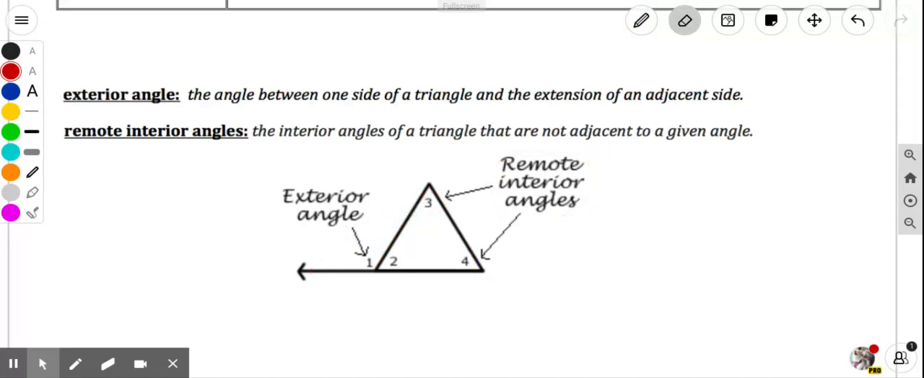Now, the remote interior angles are going to change depending on what exterior angle you're looking at. So let's say I extended this one and I'm looking at this exterior angle. Then the remote interior angles would switch to 2 and 3 because this time 4 is next to it. So it really just depends on the picture.